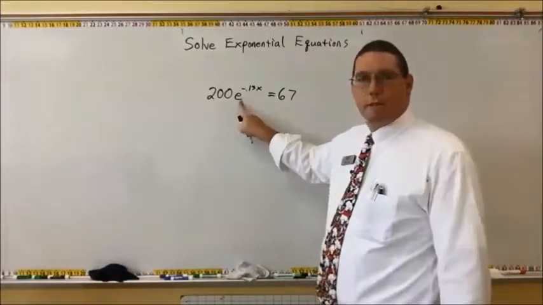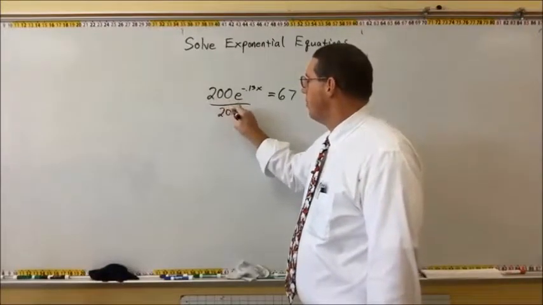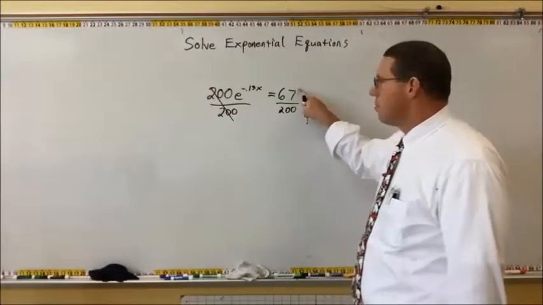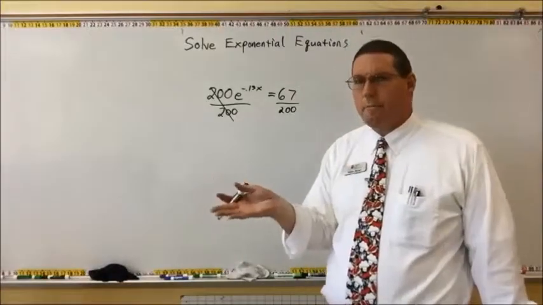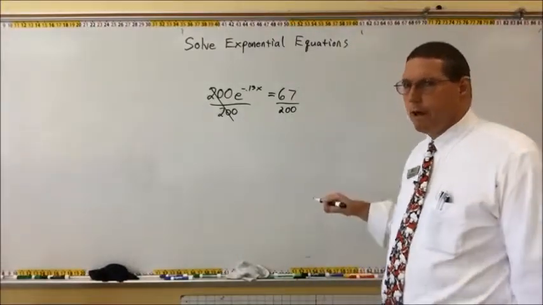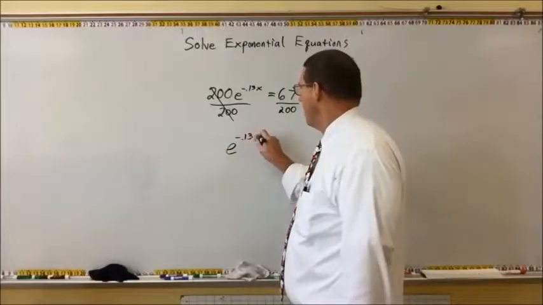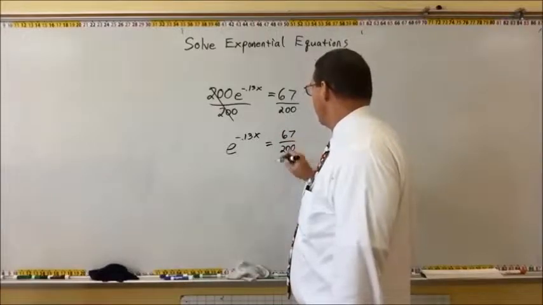I can't cancel this exponential base until that 200 is gone, so I'm going to divide by 200 on both sides. Cancel, divide by 200. I don't think I can reduce this at all, this 67 over 200. And even if I could reduce it, it doesn't matter if I reduce it or not. It'll still turn out okay. So now I have e to the negative 0.13x power is equal to 67 over 200.